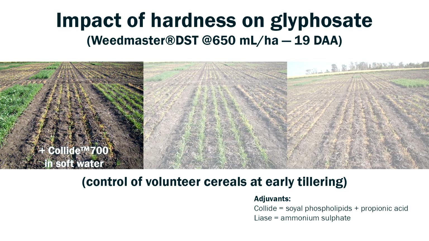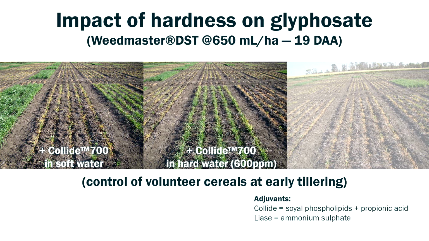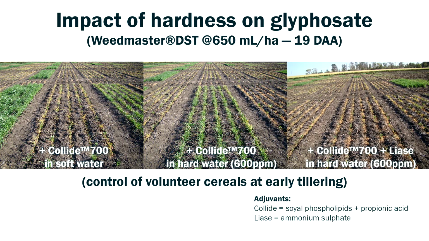In the photo on the left, we have DST and Collide 700 in soft water with very good grass control. We use the same rates of DST and Collide 700 but in hard water, this time 600 parts per million, and efficacy is clearly impacted, shown by the green wheat growing there. And then in the third photo, we look at DST plus Collide 700 plus our Liase to ameliorate the water, and our efficacy is back to, if not even better than, the standard soft water.